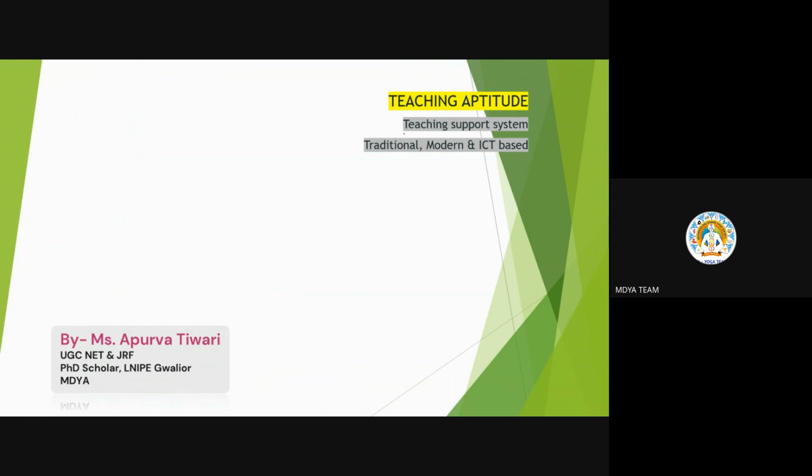So, teaching support system. You all are aware of what the teaching support systems are. Before starting the class, if anyone wants to tell me something about teaching support system, like what do you know about teaching support system? Ma'am, the resources which the teacher uses for making the teaching effective.